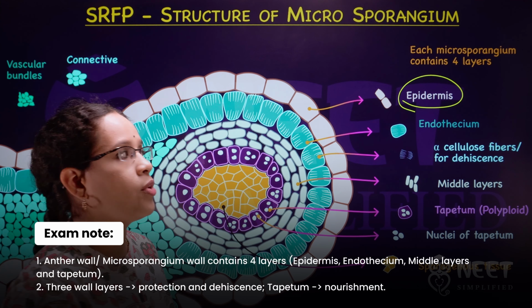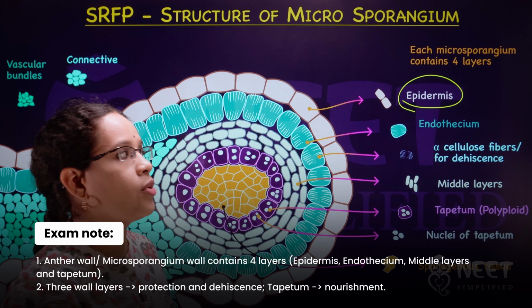So endothecium with these fibers is able to detect the favorable conditions outside, and that is when they break open so that the pollen grains can be released outside. So that's the importance of endothecium. Now we have the middle layer beneath this. Usually there are 1 to 3 layers of middle layer, and then we have tapetum, which is a nourishing tissue. This is the nourishing tissue for the sporogenous tissue which is present inside the chamber.